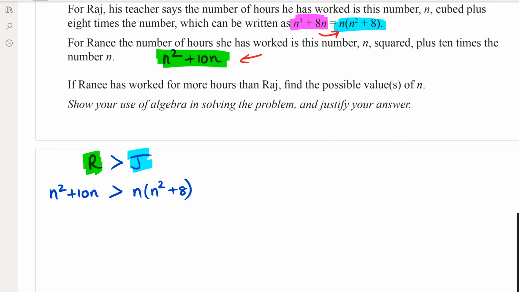Because if you look at this question, normally if you expand this, I'm talking about right here, you're going to end up getting a cubic, and that's just going to be ugly. But because they factorized it earlier, what I'm going to do is factorize Rani's equation. I'm going to write this as n(n plus 10) is greater than n(n squared plus 8).